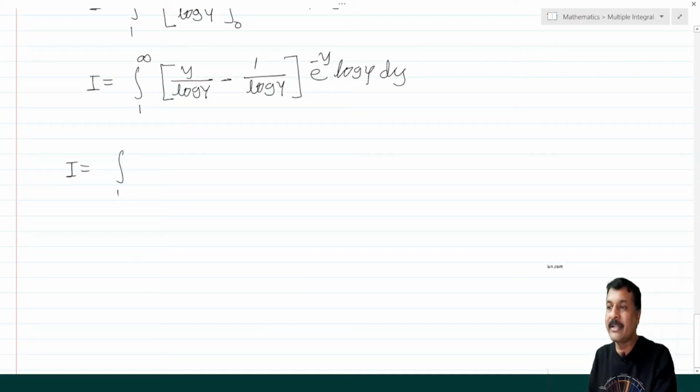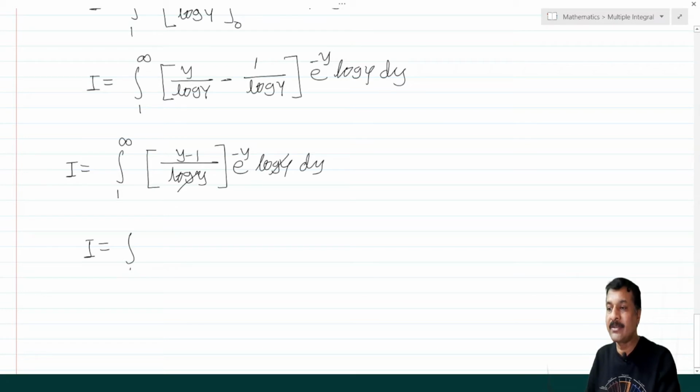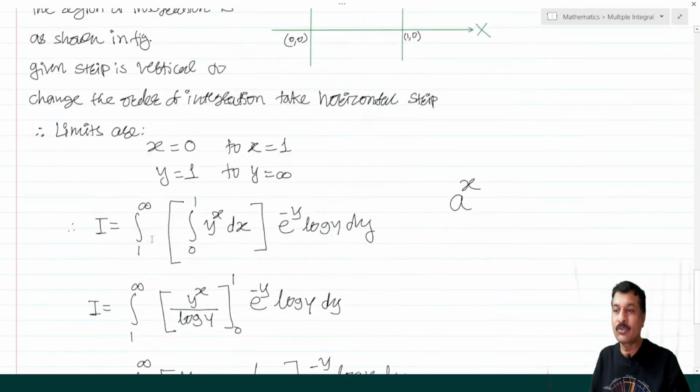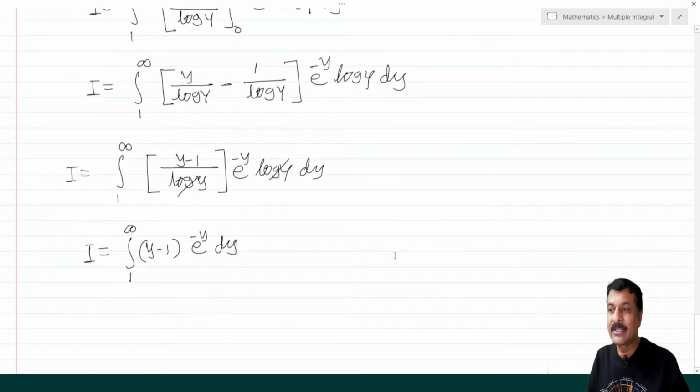I equal to integration 1 to infinity. In the bracket I am getting y minus 1 upon log y, outside e raised to minus y log y. So log y gets cancelled. What is remaining? A very simple thing: integration from 1 to infinity of y minus 1 into e raised to minus y dy. Note that even though it is a double integration, one by one we have to solve just like a single integral. So here I am getting a single integration with respect to y now.